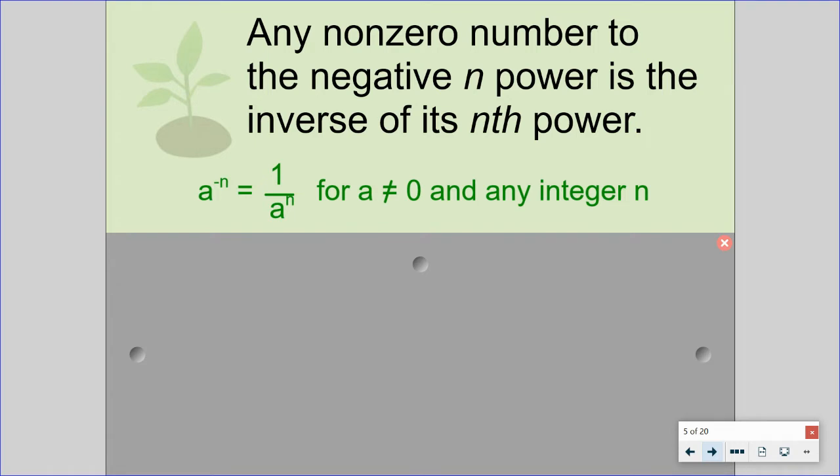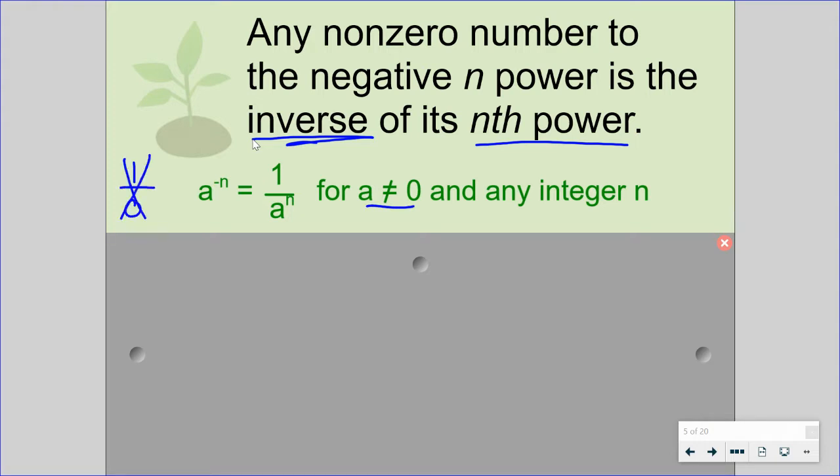All right, any non-zero number, the negative n power is the inverse of its nth power. So here's what I mean. You can take a to the negative nth power, change it to its inverse, 1 over a, and then the nonsense turns into something that makes sense. As long as a is not 0, right? Because you can't divide anything by 0.